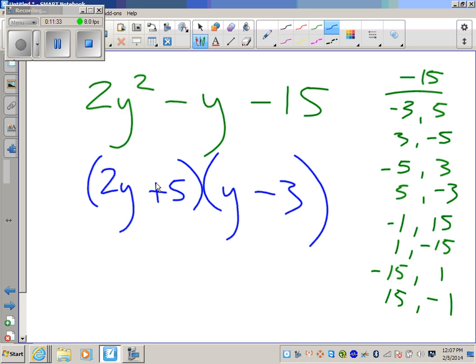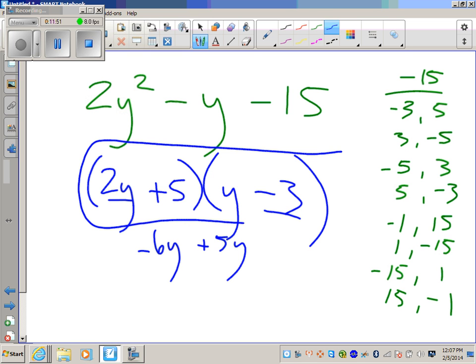Okay, let's check it just to be safe. So the inner, or the outer, excuse me, 2y and negative 3 is a negative 6y. The inner is a positive 5. When those two combine, it gives me a negative 1y, which is what I was looking for. And there we have it. Very good.